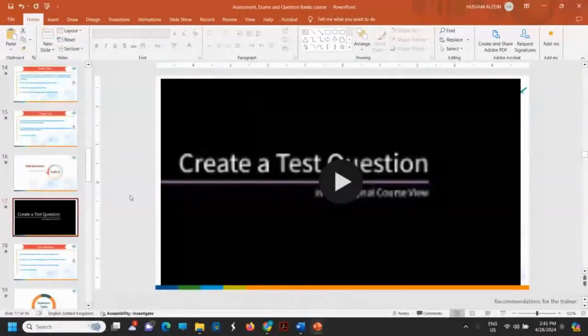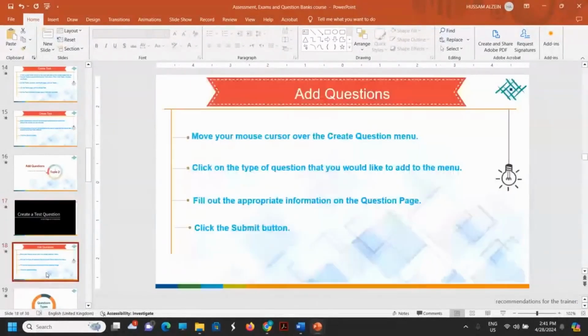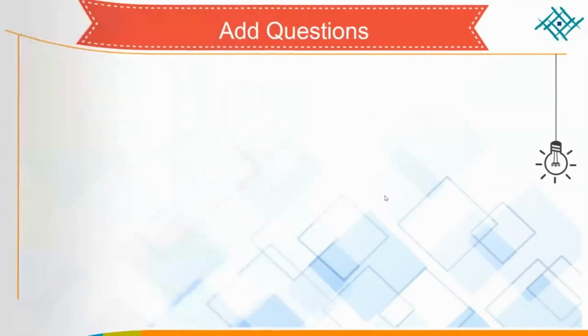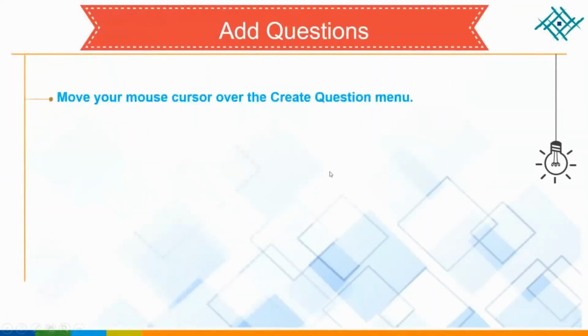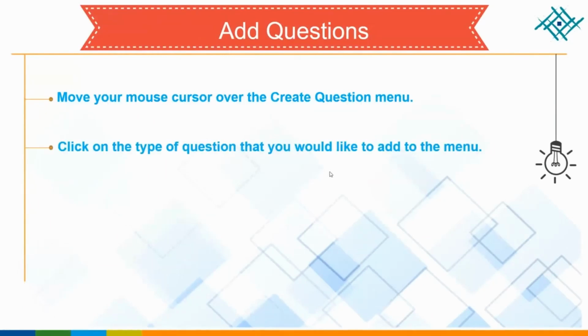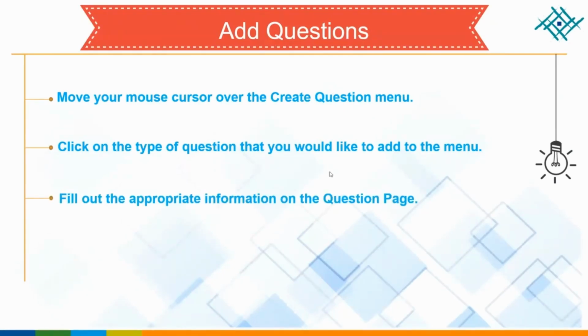Okay, then after, let's start adding questions now. What you will do exactly is move your mouse cursor over the Create Question menu. Click on the type of question that you would like to add from the menu. Fill out the appropriate information on the question page, and then at the end you have to click on the Submit button.